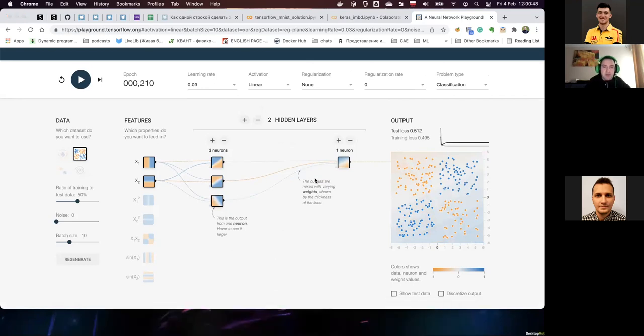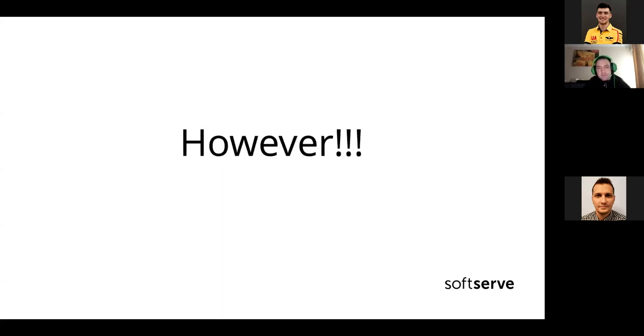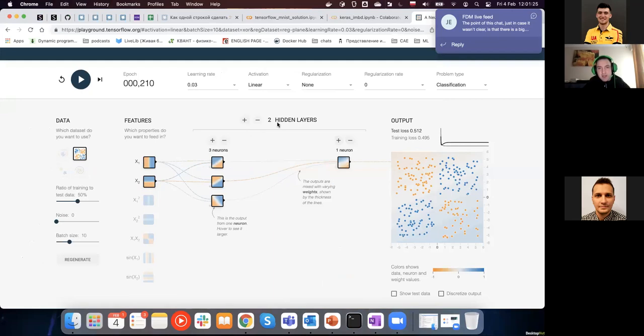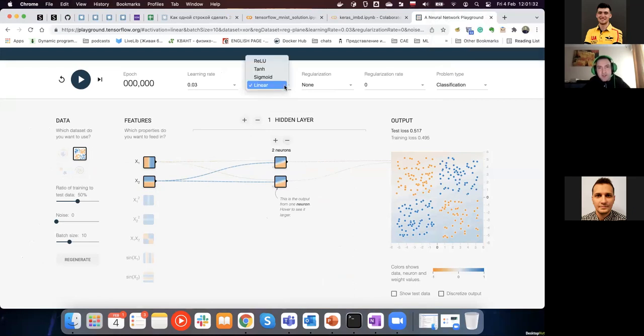We agreed that introducing more neurons and more layers does not necessarily help if our data have particular properties, like non-linearity in our example. However, we could also try to use another activation function. So we deal with non-linearity, then let us use non-linearity. Let me reduce the amount of neurons just to change the activation function from linear to sigmoid, and let us take a look at what's going on here.